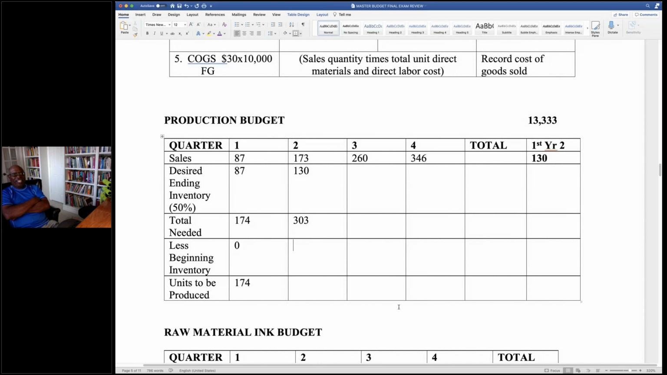You're gonna take that number from the first desired end of inventory. So it's just gonna be 130. No, from the first one, which is 87. Oh, 87. Would it be 390? No, just put 87 in there, I think. Right?